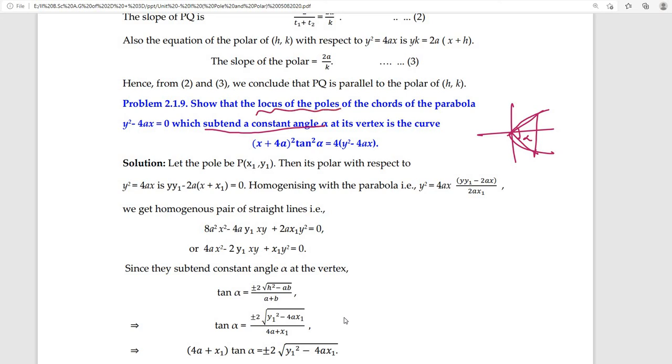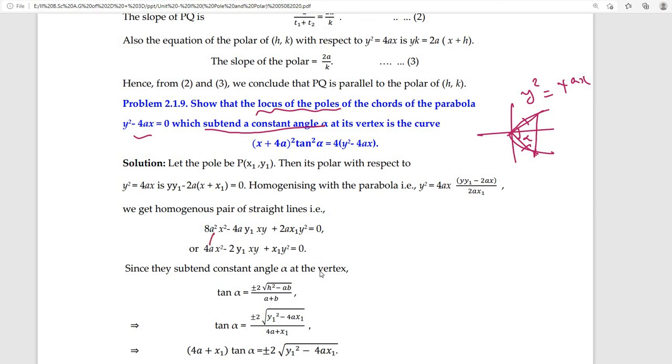Then its polar with respect to y square equal to 4ax is this. Now if you want to get the combined equation, we have to homogenize this with the help of this line. That line is nothing but the polar, y1 y minus 2a into x plus x1. So again, using the steps involved in homogenizing a curve with the help of lines, this is what we get, and the combined equation is given by this.